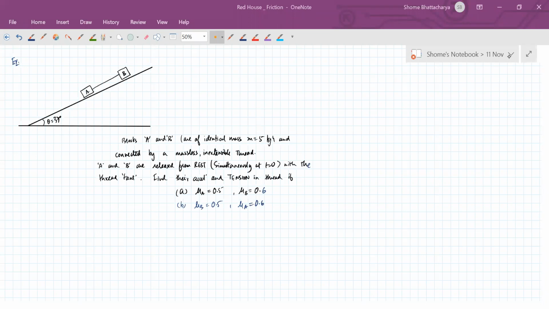Yeah. So see, to understand here, you know that if you release a block independently, its acceleration on a rough surface is how much? Its acceleration is g into sine theta minus mu cos theta. Okay.